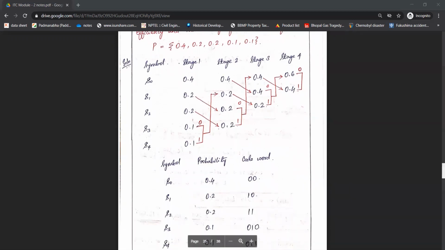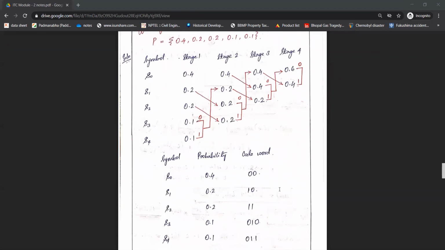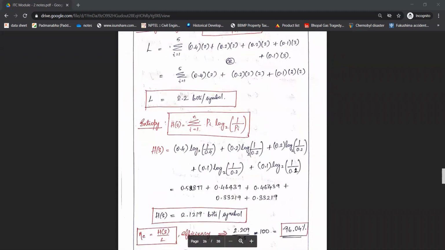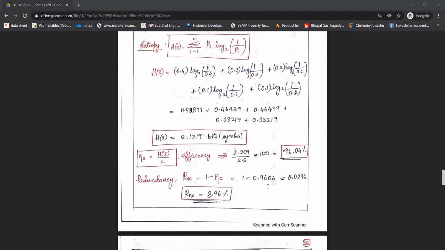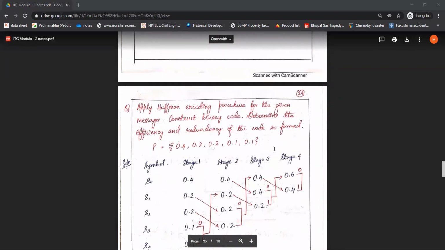And about finding the code word, you're supposed to trace the path, and we are supposed to write the obtained bits in the reverse order in order to get the code word. This is about the Huffman coding that you are supposed to remember in this topic. The finding of average length, entropy, efficiency and redundancy will remain the same. This is about the Huffman encoding procedure.